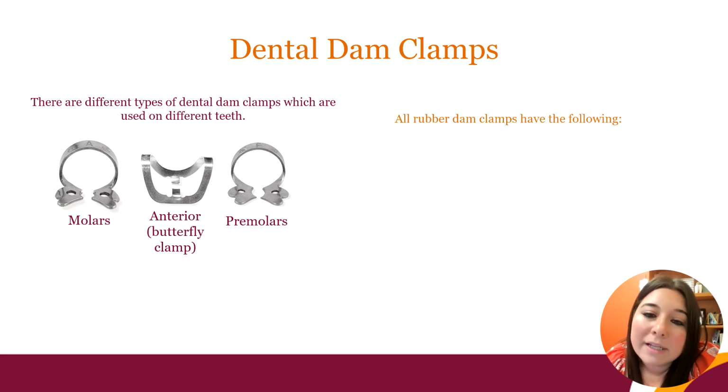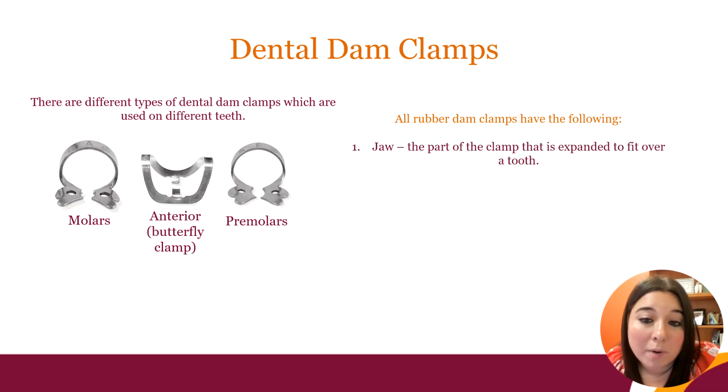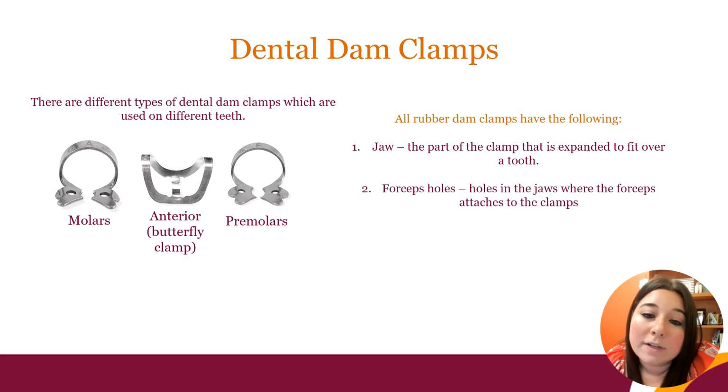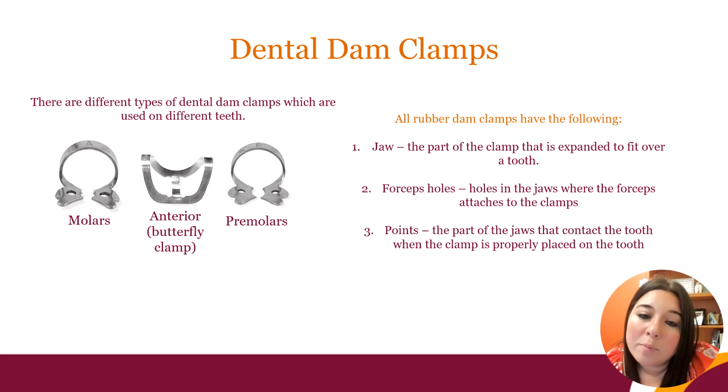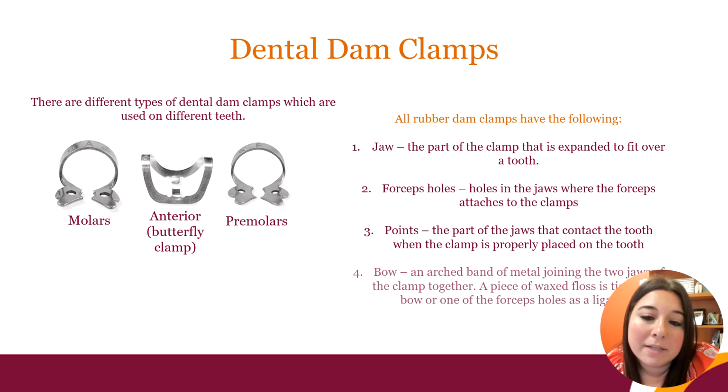All of the clamps have the following, no matter which teeth they are for. They have the jaw part, which is the part of the clamp that is expanded to fit over a tooth. They have the forceps holes, which are the two little holes you can see in the pictures where the forceps attach to be able to open them wider in order to fit over teeth. They have points, or the parts of the jaws that contact the tooth when the clamp is properly placed on the tooth, and then the bow, which is that arched portion, and usually this is where we're tying floss as a ligature to ensure the patient isn't swallowing it.